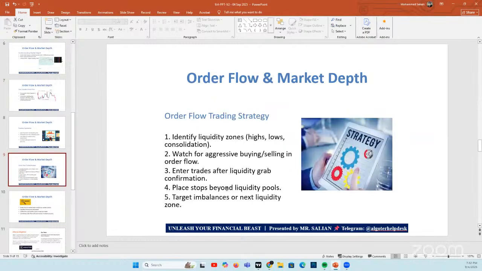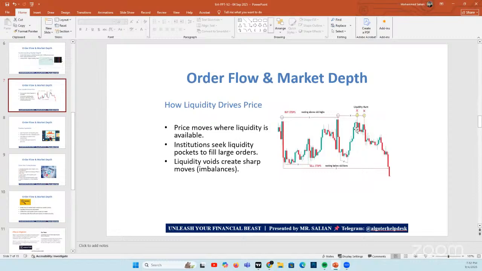Place stops beyond the liquidity pools. Where is your liquidity pool? If this is the liquidity pool, where's your stop loss? Where should your stop loss be, my friend? You already made a stop hunt, so you will put your stop loss there because now you will sell. So that's where you will place your stop loss also. And what else?